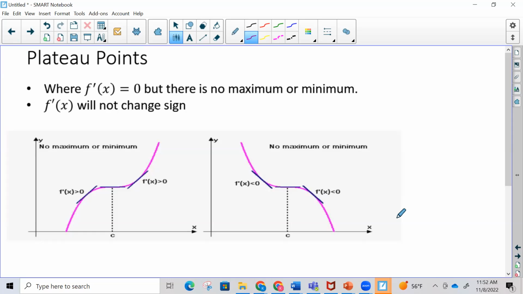Now there's one other feature called a plateau point, and that's where the derivative is going to equal 0, but there's no max or min. So f prime will not change sign. So the graph kind of levels off a little bit, but then keeps going up. So in this case, the derivative is positive and then it stays positive, but the derivative at this point is equal to 0. And then this one, it's decreasing, so the derivative is negative, it continues decreasing, but at that point it's 0. So that's called a plateau point.